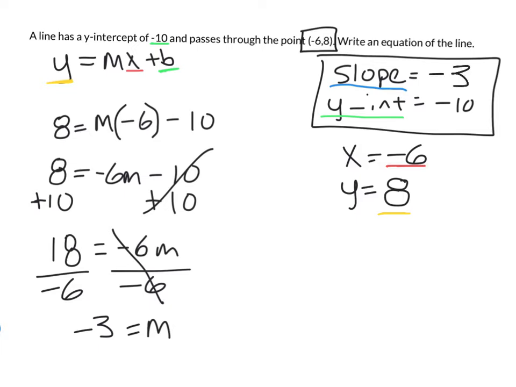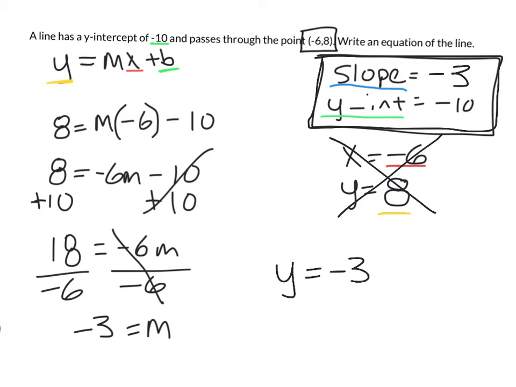I'll put that up here for my slope, negative 3. And now I just need to go back. And remember, all I'm using are these two numbers. And I leave x and y just as variables, x and y. I just needed them to find that slope. So now I'm going to write my equation. y equals mx plus b, so m is negative 3. And I just leave x as it is. And then b is negative 10, so I could write plus negative 10 or just minus 10.